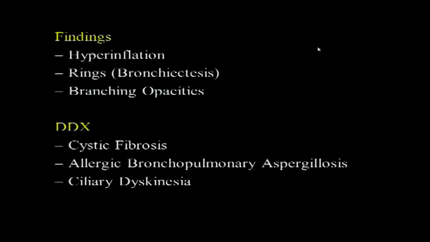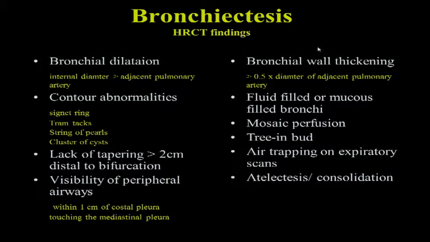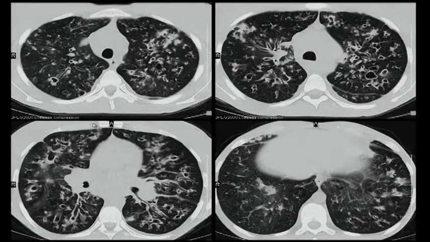All right, we're done with that. Okay, this is just bronchiectasis. This is bronchial dilatation. The inner diameter of the bronchus will be more than the adjacent pulmonary artery. This is, by definition, bronchiectasis. Contour abnormalities: you can have signet ring, like I explained to you. You can have tram tracks, which are nothing but parallel lines. This is a tram track. This is a little lobulated, actually. Tram tracks are absolutely parallel.